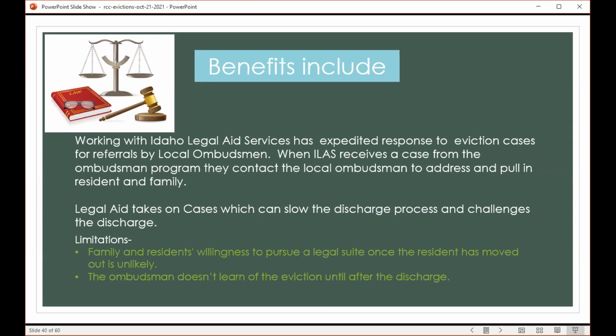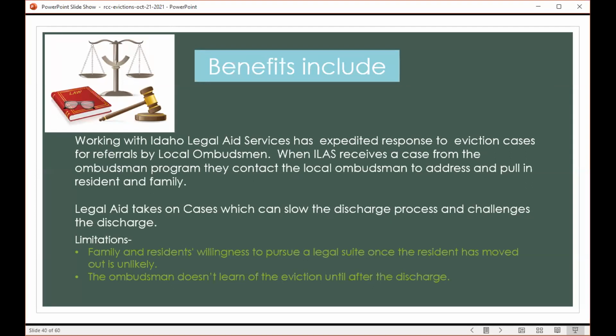Idaho, working with Idaho Legal Aid Services has expedited the response to evictions. So we work with Idaho Legal Aid Services, and what we have found is when they become involved and present that they have an open case to a facility, we have seen that it has been to the residents' benefit to have them involved.